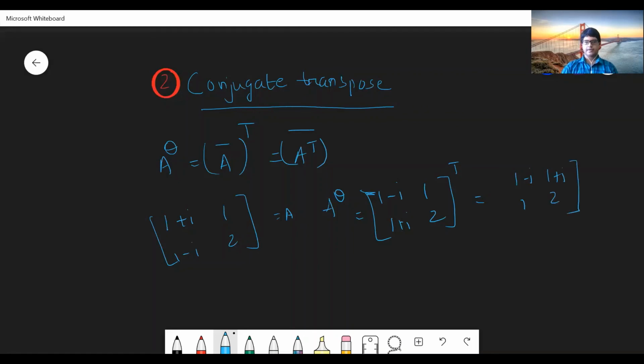Fine. Now what if I took the transpose first? If I take the transpose first, I should be obtaining 1 plus i, 1 minus i, 1 and 2, and now I have to take the conjugate of it. So if I take the conjugate, I'm going to get 1 minus i, 1 plus i, 1 and 2; for real numbers the conjugate stays the same. So you can say this matrix and this matrix are both the same. Therefore, whether you take the conjugate first and then the transpose, or the transpose first and the conjugate later, that is going to work out the same.